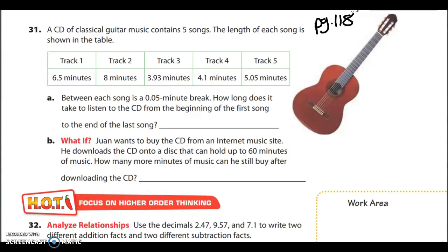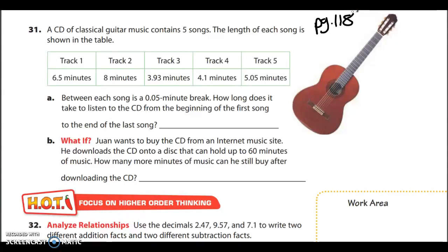Number 31 reads, a CD of classical guitar music contains 5 songs. The length of each song is shown in the table. If you look, you can see that the tracks are 6.5 minutes, 8 minutes, 3 and 93 hundredths, 4 and 1/10, 5 and 5 hundredths. Question A says, between each song is a 0 and 5/100th of a minute break. How long does it take to listen to the CD from the beginning of the first song to the end of the last song? So I want to think about it this way.